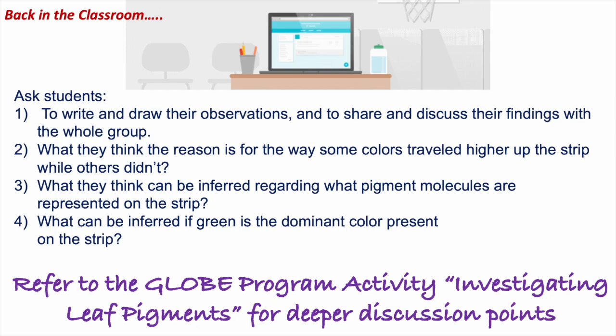What can be inferred if green is the dominant color present. Use the GLOBE science log sheet to write students' observations. For more advanced discussion points, refer to the GLOBE program activity investigating leaf pigments found at the GLOBE website.